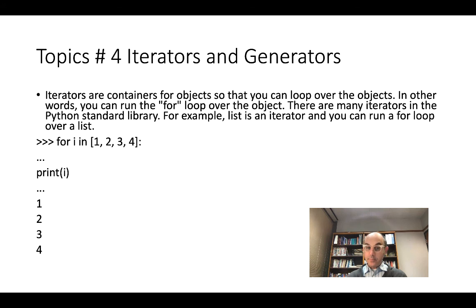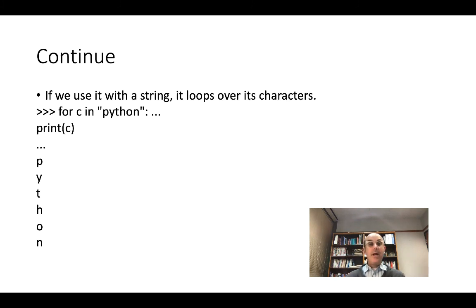So again, the last subject that we need to talk about is the idea of what a container is for objects, so you can loop over the objects. In other words, you can run a for loop over the object. There are many ways to do that in the standard library. For example, a list can do that: for i in the container 1, 2, 3, print, and it will print that way.